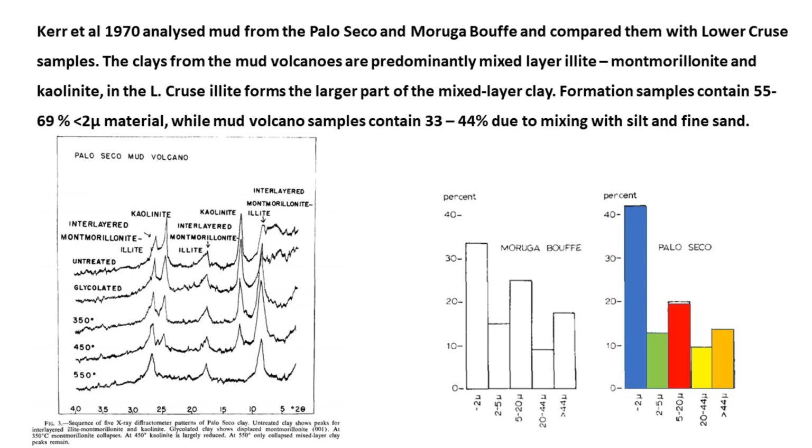in 1970 analyzed mud from Palo Seco and compared it with lower Cruse samples. The clays are predominantly mixed layer illite-montmorillonite and kaolinite. The analysis basically shows that it's predominantly clay with some fine sand.